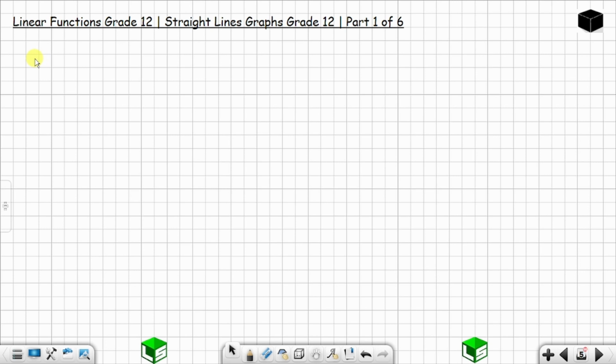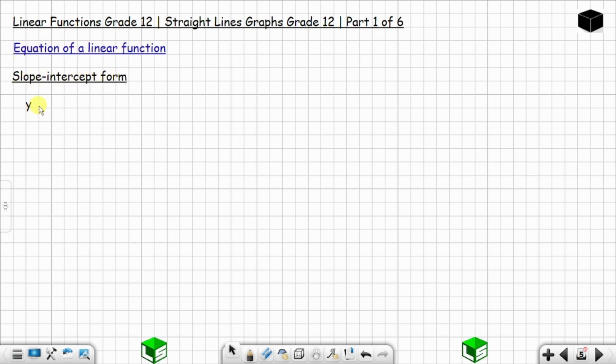And now we move on to our topic of today, which is linear functions or straight line graphs. Okay, we start with the equation of a linear function. The equation of a linear function can be given in slope-intercept form.